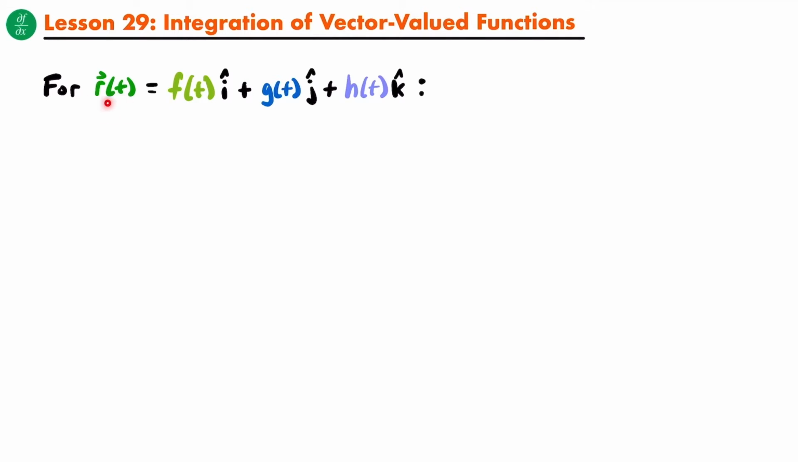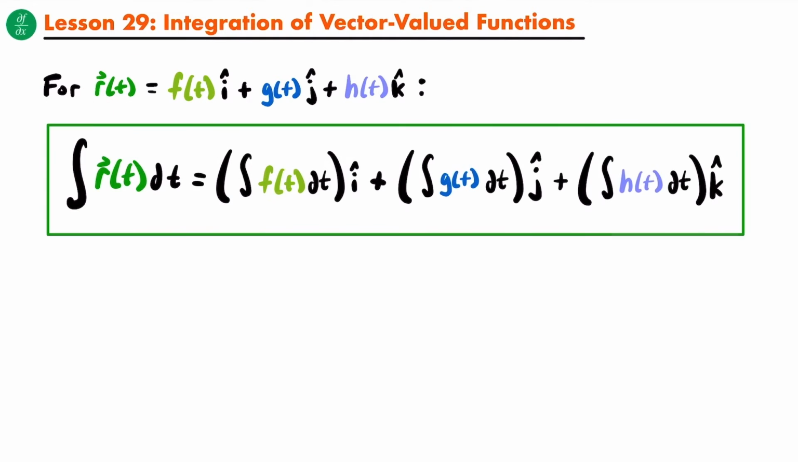If we have a vector function r of t, which is equal to f of t times i plus g of t times j plus h of t times k, then the indefinite integral of r of t looks like this. The integral of r of t dt is equal to the integral of f of t dt times i plus the integral of g of t dt times j plus the integral of h of t dt times k. Notice that in each case we are integrating a function in terms of t, so we are integrating with respect to t, so we do have dt within each of those integrals, including the integral of r of t.